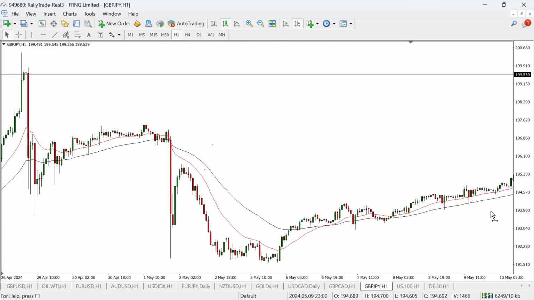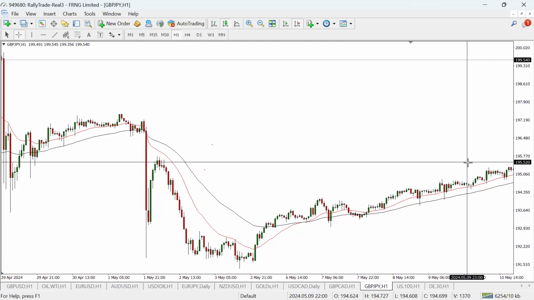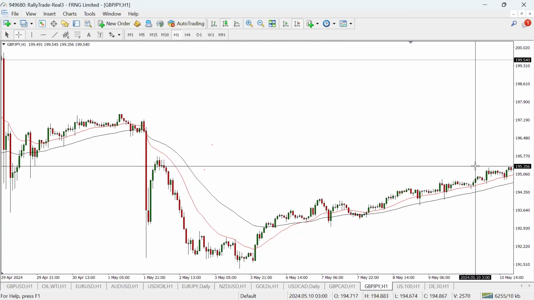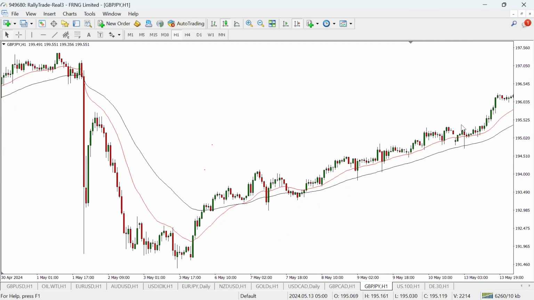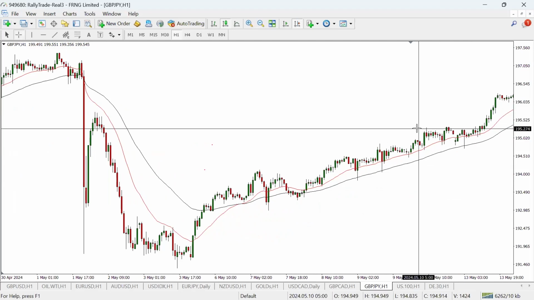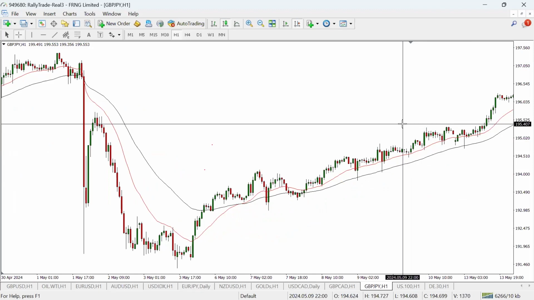What I want to do is to be patient for a retracement to come in. Once I see that retracement coming in, what I need to do is to put my pending order above the highs. Now obviously when the market activates it, you don't need to put it too close to the highs. Just give it a little room.